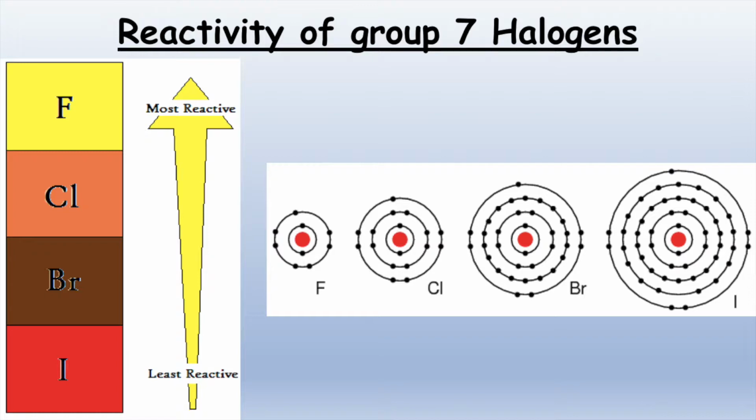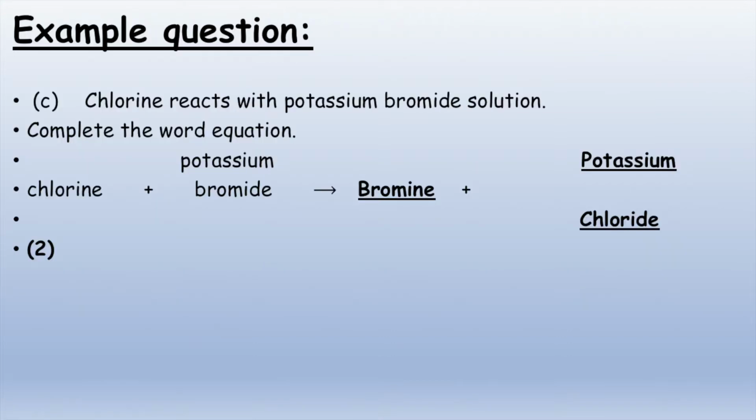This is because it gets more difficult for the halogens to take on an electron. Because they're in group 7, what they're aiming to do is to each take on one additional electron. So due to the increased shielding from the extra electron shells and the increased distance from the nucleus, it gets harder to take on an electron as you get further down the group. So for our question, this means that chlorine displaces the bromide, forming bromine and potassium chloride.